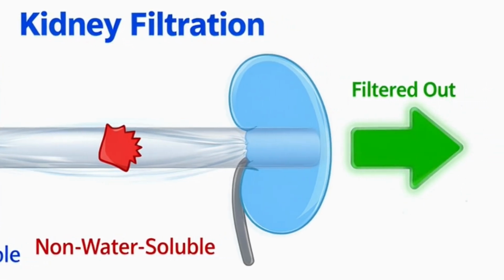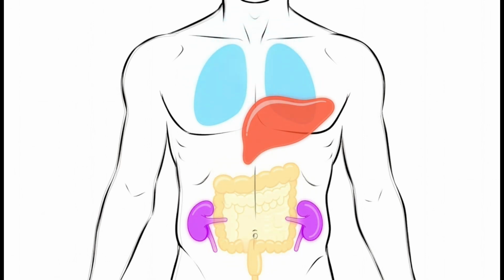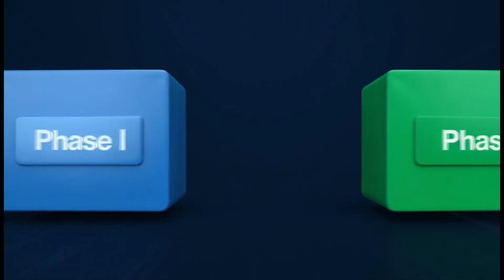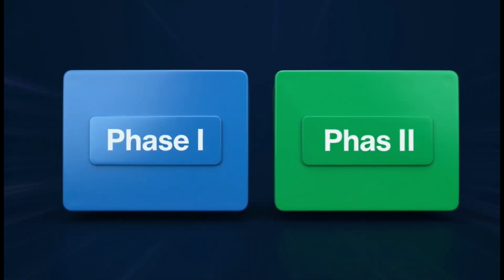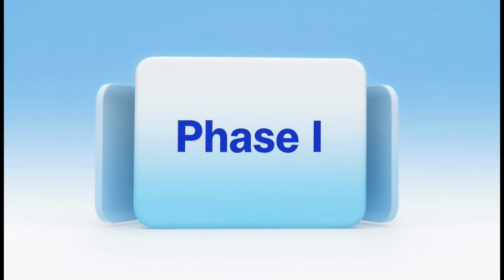Now, this transformation mainly happens in the liver, but keep in mind the gut wall, the lungs, and even the kidneys themselves can play a role too. So with that definition in mind, let's break down how this actually happens, because metabolism isn't just one step. It's usually described as two phases, phase 1 and phase 2.